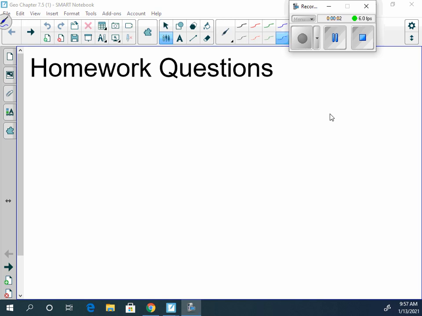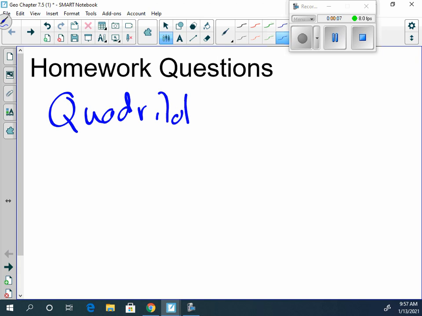So far, this chapter, we've been mainly focused on quadrilaterals. We've been mainly focused on four-sided figures. It's kind of our main topic of discussion. Now, the first thing we really talked about was parallelograms.